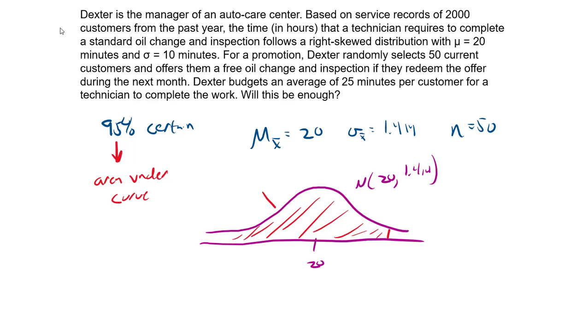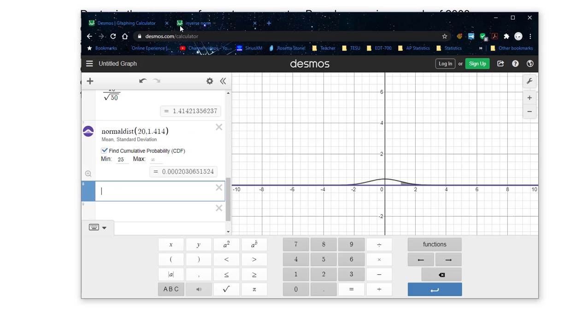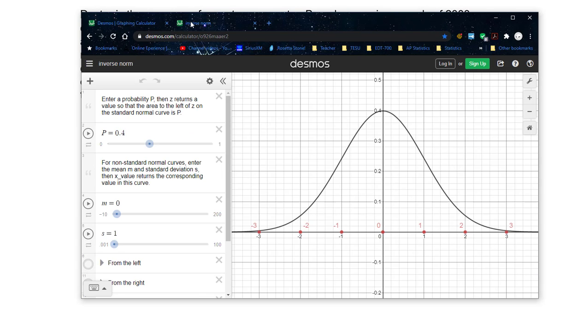So that 95% is the area under the curve, and we want to know what that data value is. That's what we're trying to find out, so that we can see that he doesn't go over budget. To do that, we're going to use the Desmos calculator for inverse norm. I'll put the link down in the description below.